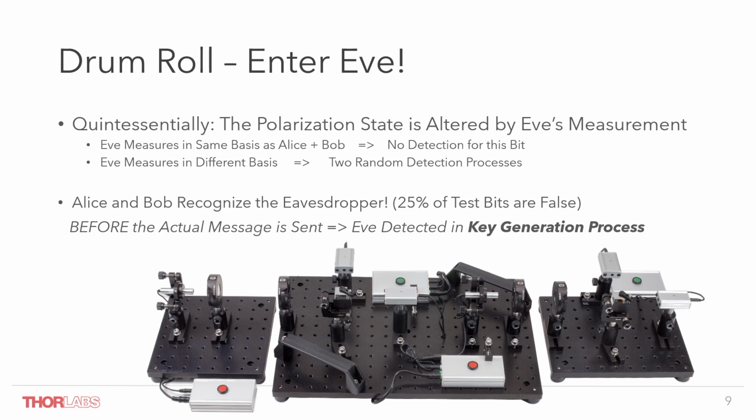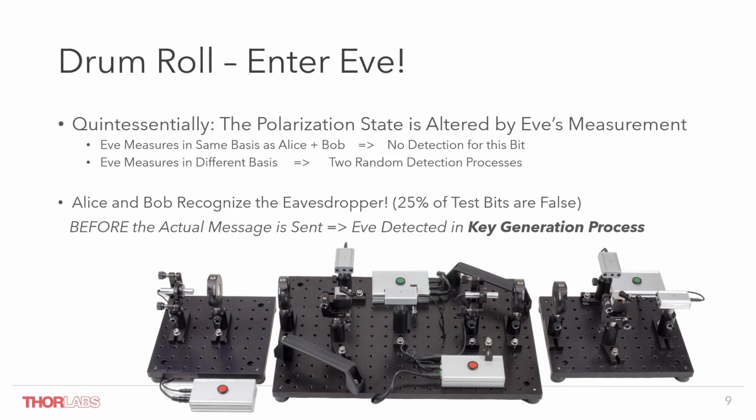And when they compare the test bits and they do find about 25% of false bits, then they won't even proceed to encrypting the message and sending the message, because in the step of the key generation they already recognize, okay, something's wrong here. And now I'm going to show you the case in the experiment where I can actually see this.